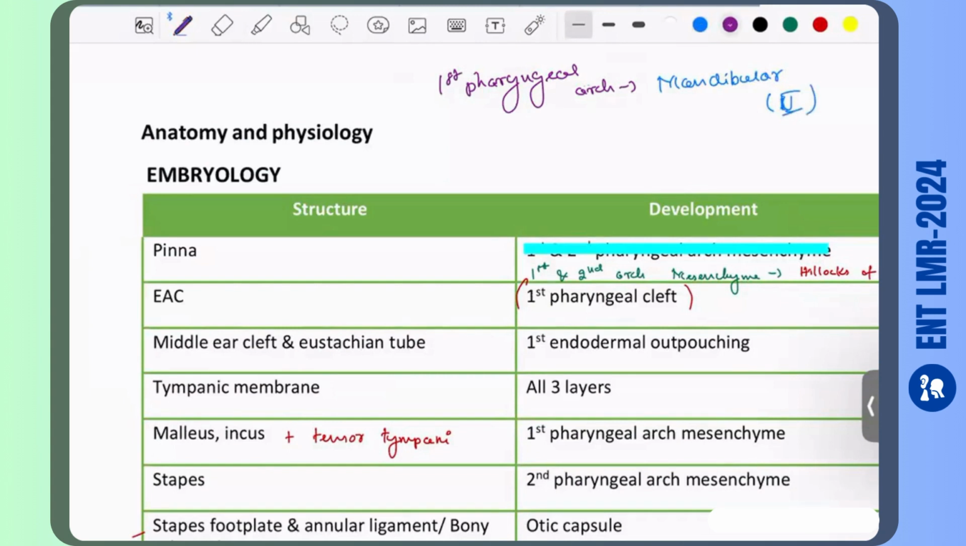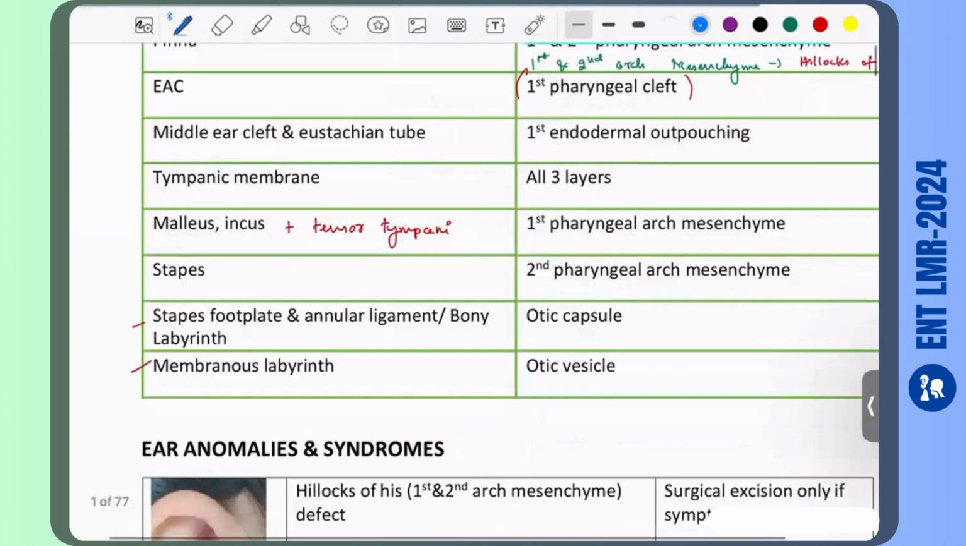The second pharyngeal arch is supplied by the facial nerve. Second pharyngeal arch is facial nerve. So this is very important.